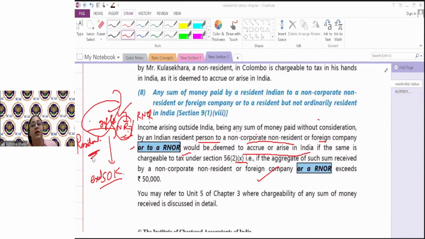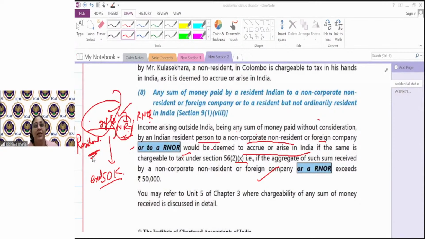Gunjan, yes, America. See, every country has their own tax laws, which we are not coming to. We're talking about Indian tax laws. Will it be there? The answer is yes.